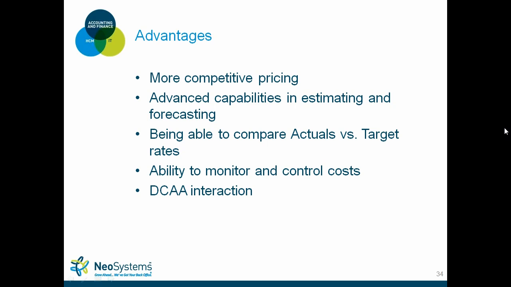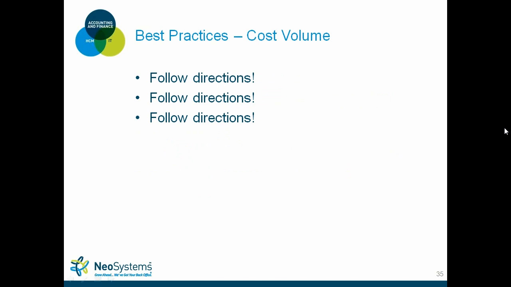The more that you're on DCA's radar and you're in compliance, the more likely you are to win that type of work. So obviously, pricing and cost volume, it's all about following directions. That's pretty simple. If you can't follow directions, or you miss a certain piece within the cost volume, it doesn't matter how good the technical approach side is, most source selectors will go ahead and throw the RFP out.